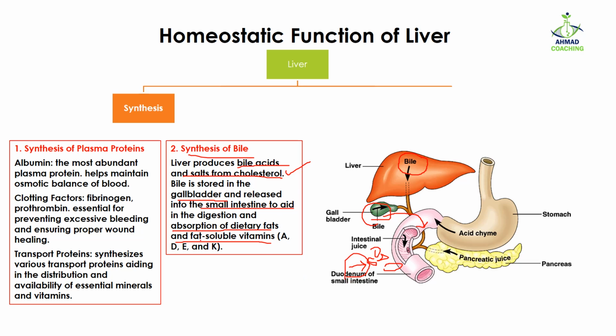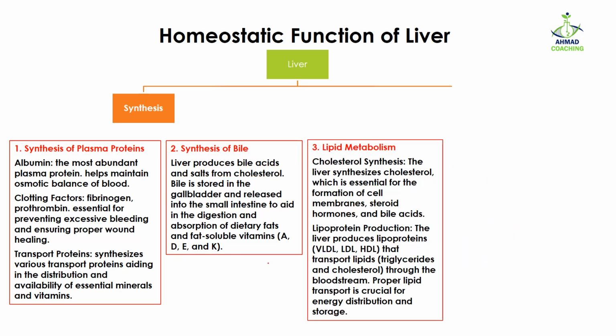Along with fats, bile is also helpful for the fat-soluble vitamins, which are A, D, E, and K. The third synthesis function of the liver is lipid metabolism. In lipid metabolism, the first thing is cholesterol synthesis. The liver synthesizes cholesterol, which is essential for the formation of cell membranes, steroid hormones, as well as bile acids, as we just studied. So all these things, cell membranes, steroids and bile acids, require cholesterol, and that cholesterol is synthesized in the liver.